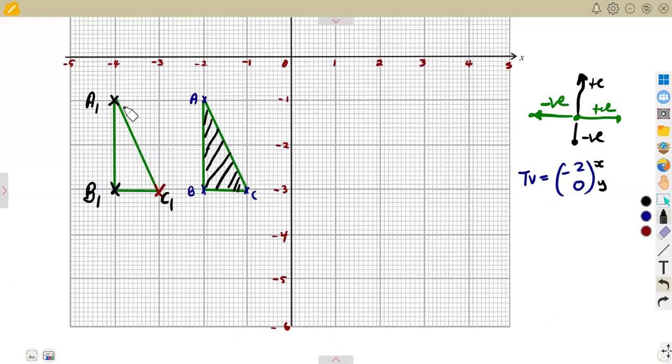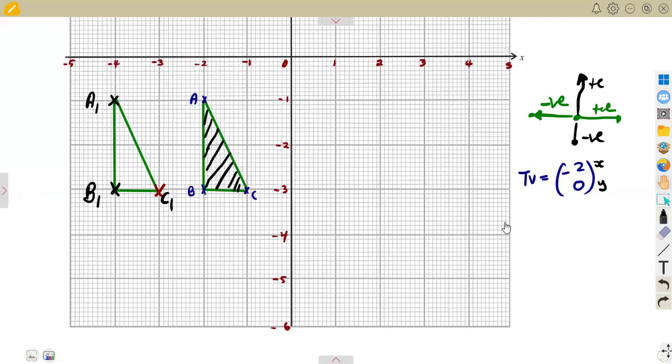Okay, so you now have the image. From the object to the image, using the translation vector, we managed to draw the image by movement. A vector is a movement.